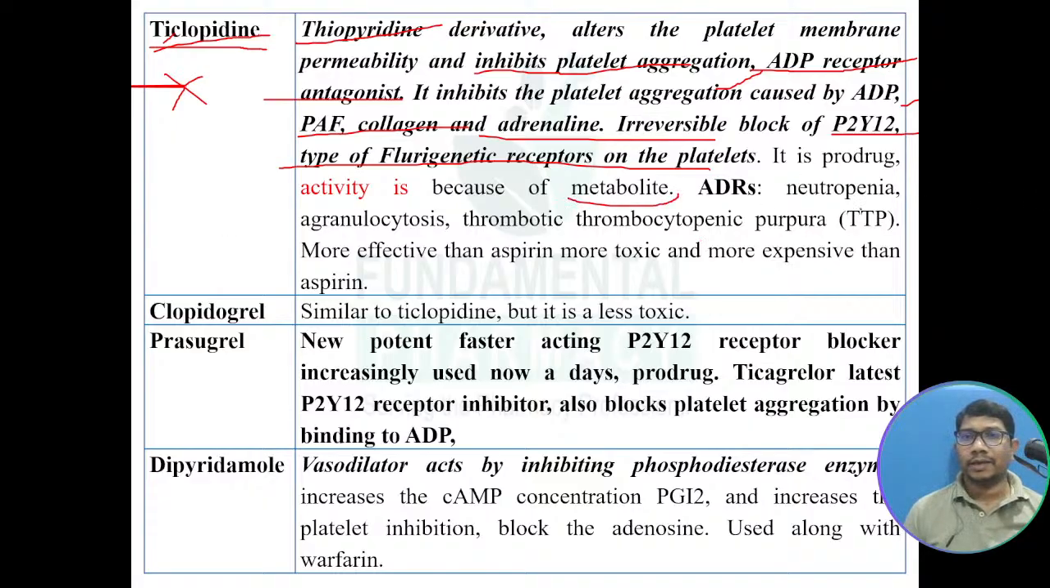Adverse drug reaction क्या करेगा? न्यूट्रोपेनिया, न्यूट्रोफिल का लेवल कम कर देगा. एग्रैनुलोसाइटोसिस, बेसोफिल, न्यूट्रोफिल, यूसिनोफिल, है ना, इसका लेवल कम कर देगा. थ्रोम्बोटिक थ्रोम्बोसाइटोपेनिक पर्पुरा, TTP, thrombotic thrombocytopenic purpura. It's more effective than aspirin, more toxic than aspirin and more expensive than aspirin. तो सबसे सेफ एस्पिरिन ही है.